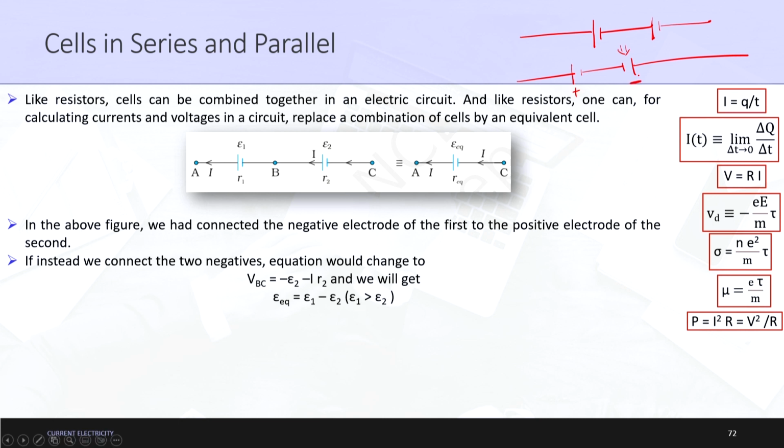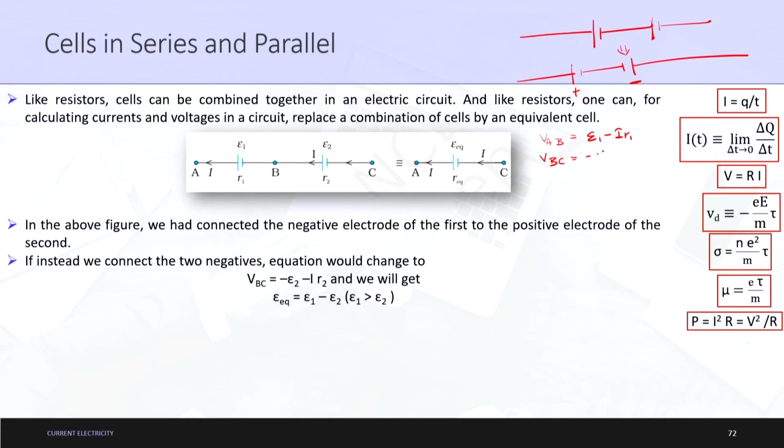So, then what will happen is, let us suppose there will be a VAB here. VAB is nothing but epsilon 1 minus IR1, but VBC, please look here carefully, only the direction of the internal EMF has been changed. Internal resistance will always dissipate energy only, and then it will be equal to minus IR2 only. So it will be minus epsilon 2 minus I into R2. Therefore, epsilon equivalent will be epsilon 1 minus epsilon 2, but R equivalent will be equal to R1 plus R2.